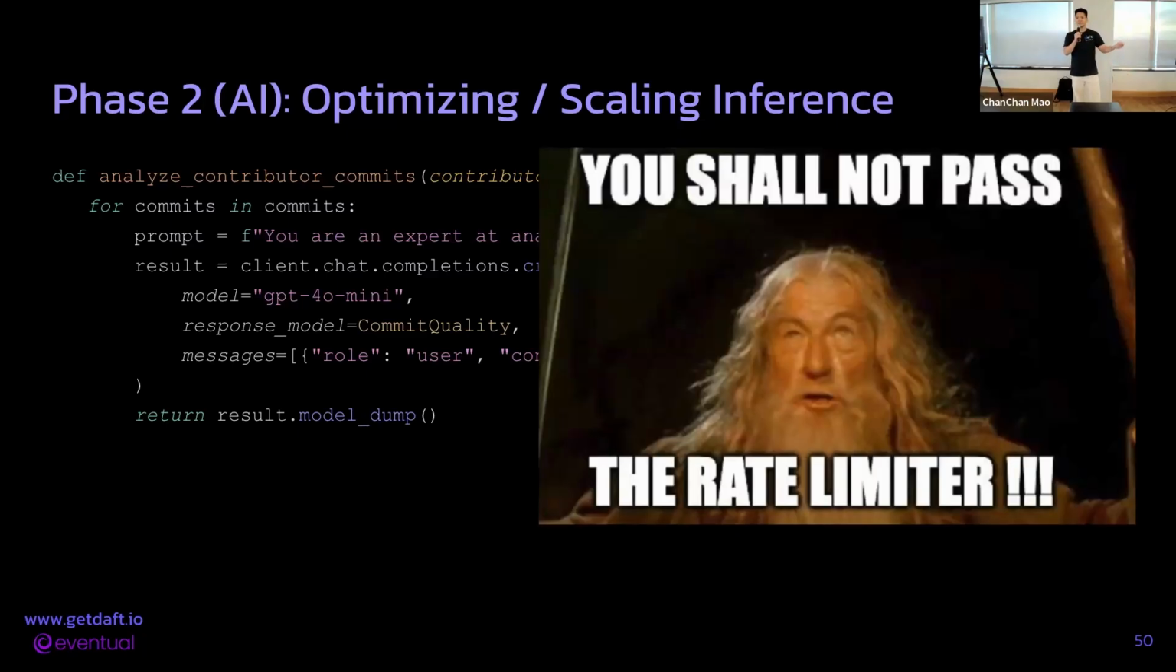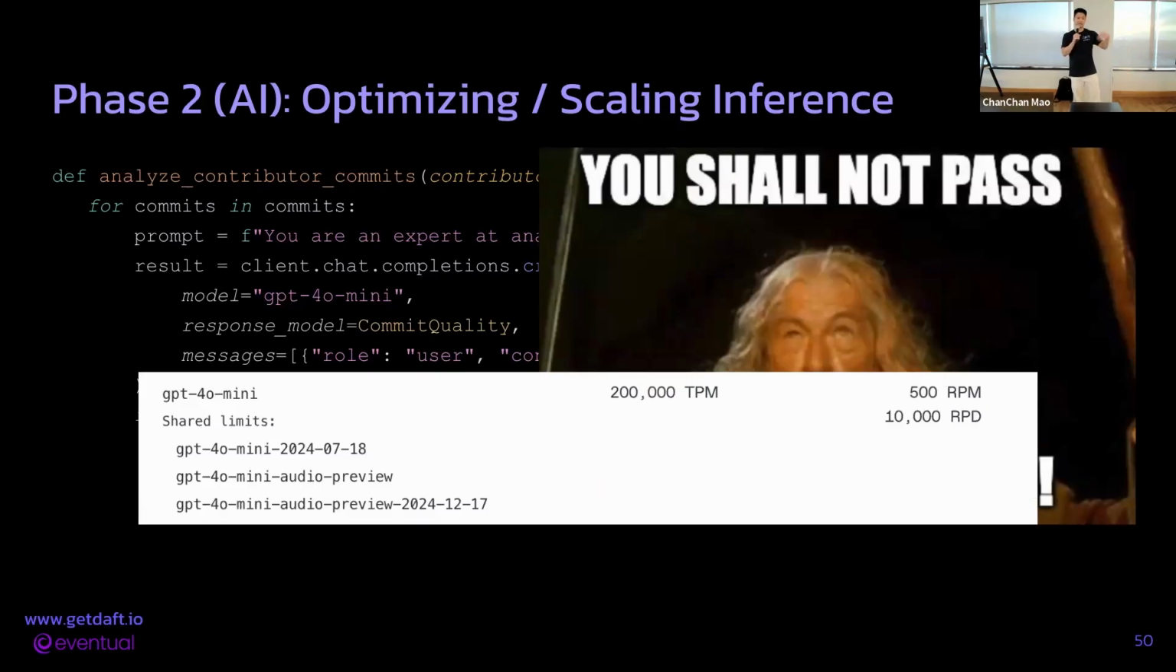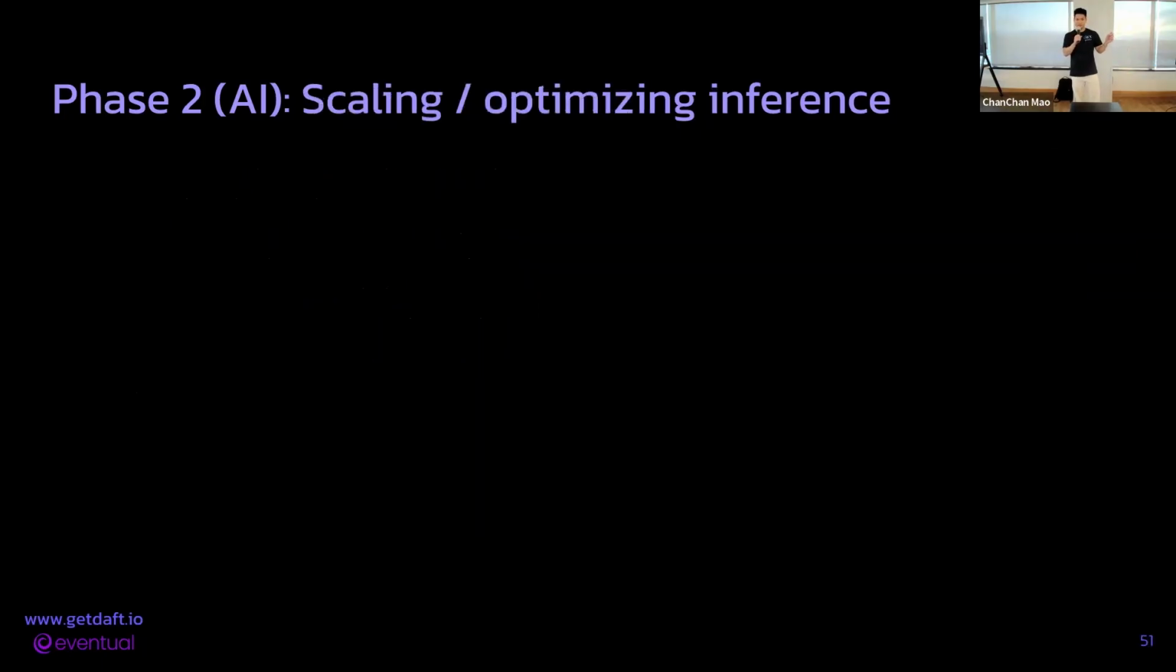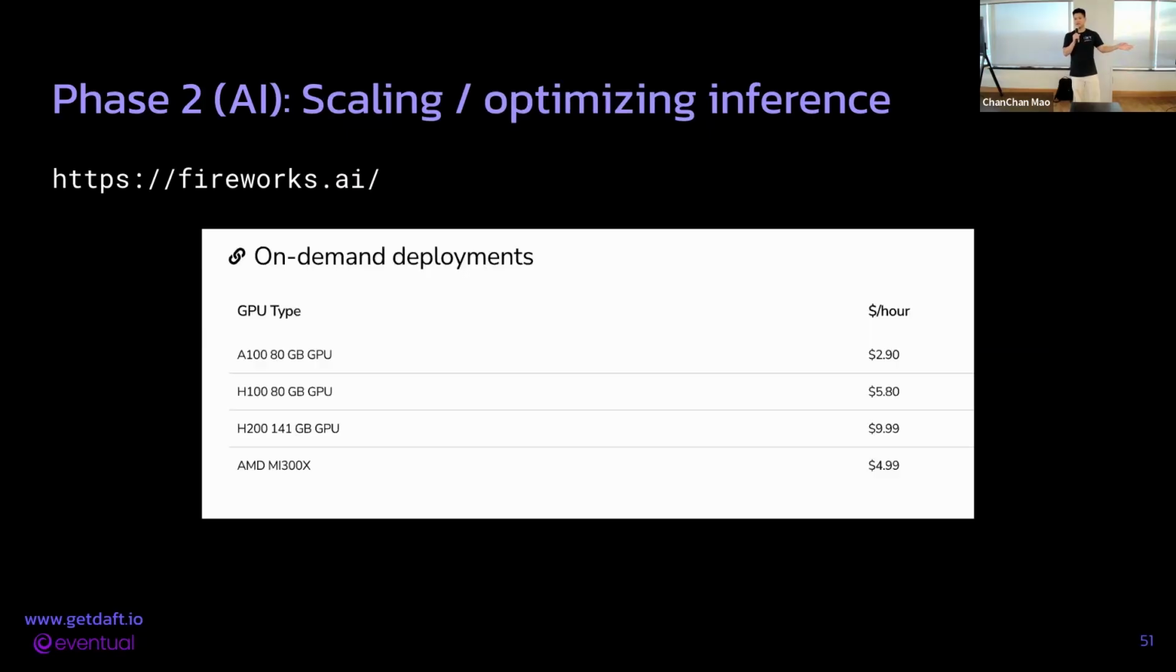All right, you know what? We're just gonna spin up our own deployment of GPUs, and that's exactly what we did. Right, next slide. We spun up our own deployment of GPUs using Fireworks AI, and now we have basically the resources we need to code review 250,000 contributors in time for hackathon.